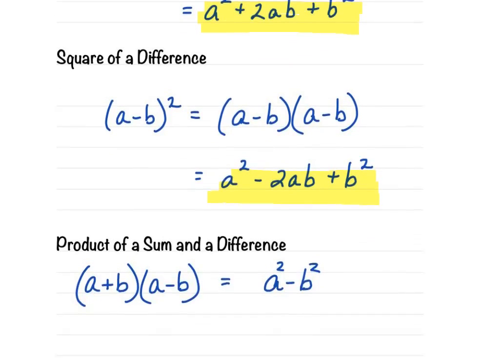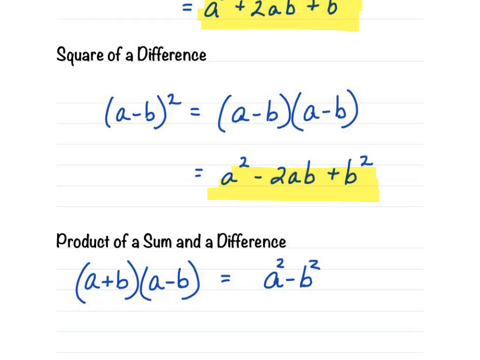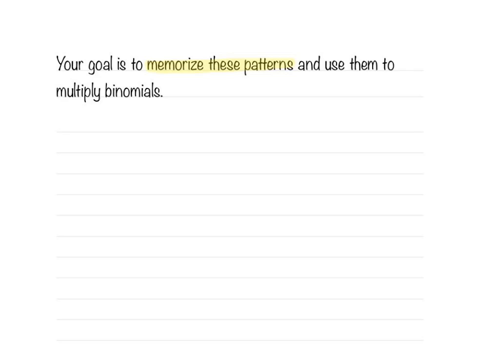Okay, the third and last special product that we'll look at today is the product of a sum and difference. If I have a plus b times a minus b, this type of product follows a specific pattern, and it's a squared minus b squared. The first term squared minus the second term squared. And again, I expect you to know this pattern by memory. Your goal is to memorize these patterns and use them to multiply binomials. Again, you will not be using FOIL or distributive property.